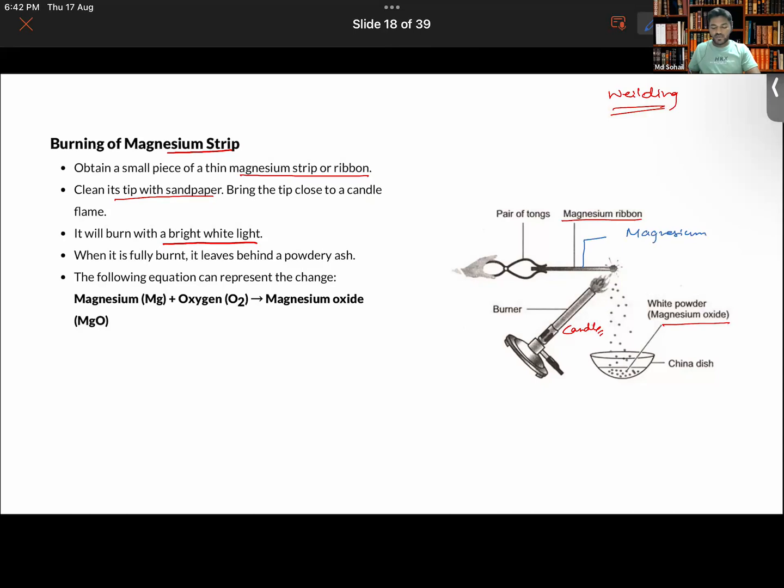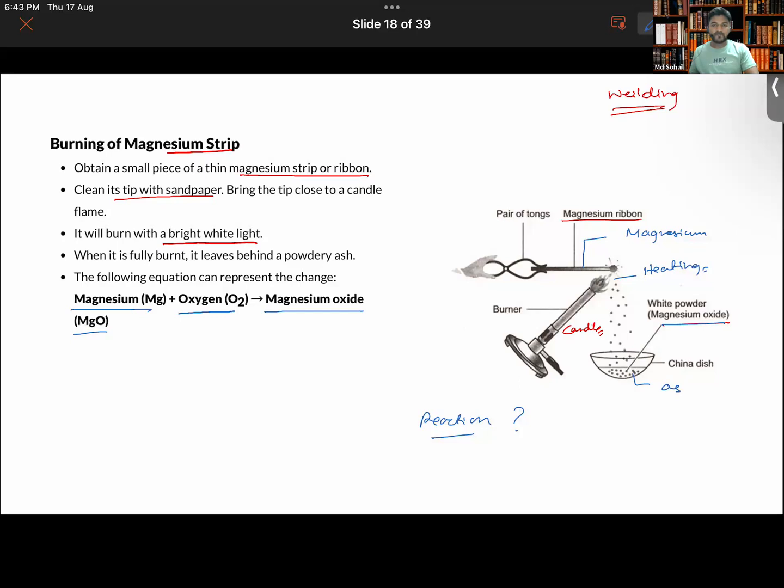Right now, you are heating it. We are heating the magnesium ribbon. While you are heating, what is the reaction that is taking place here? Basically, this magnesium will start reacting with the oxygen present in the air. Magnesium reacts with oxygen, then it gives off magnesium oxide, MgO. This magnesium oxide is basically the ashy powder, the white powder that you are getting here.